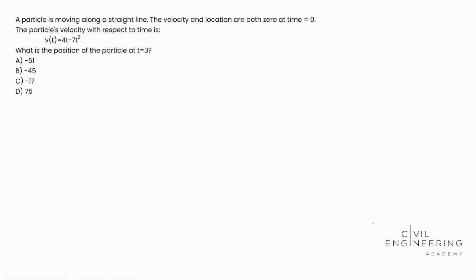So basically, it gives us a formula for velocity, and it's wanting us to figure out where this particle is when time equals 3, right? And so if you guys remember, there's a little trick that I was taught in school, and it's the fact that velocity is a derivative of position, and acceleration is a derivative of velocity.